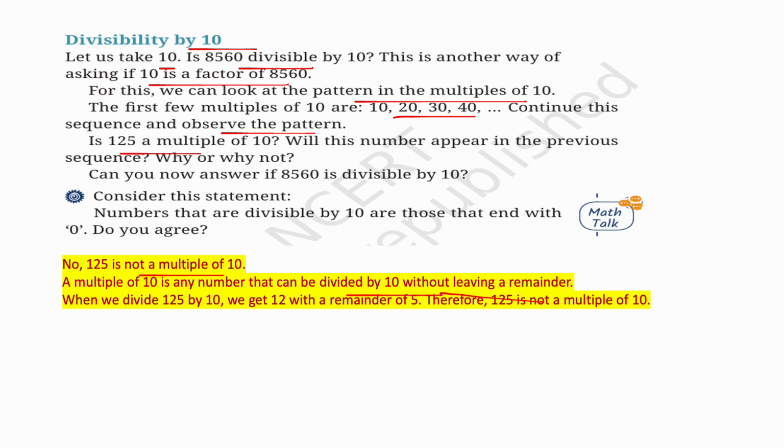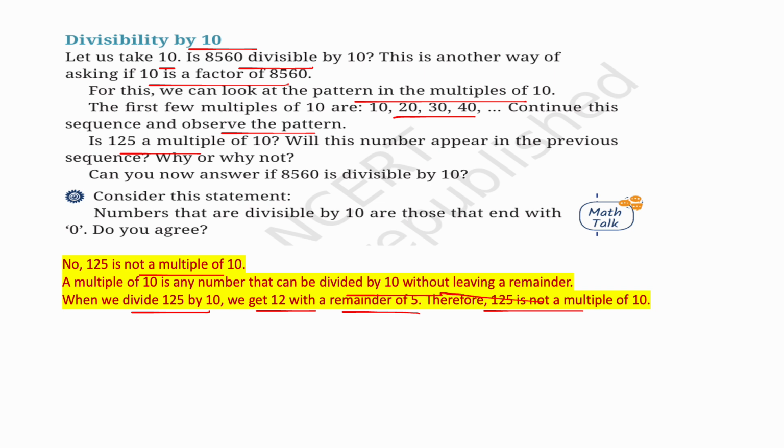When we divide 125 by 10, we get 12 with a remainder of 5. Therefore, 125 is not a multiple of 10. If you divide 125 by 10, you will get quotient as 12. Then what is the remainder? 5. So, 125 is not a multiple of 10. If it is a multiple of 10, then it will not leave any remainder.